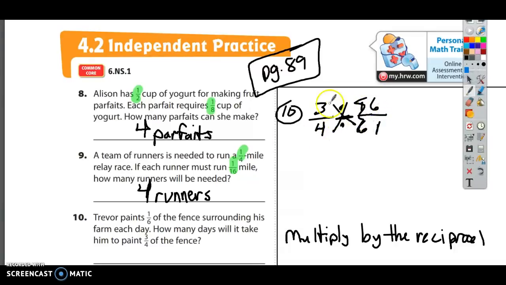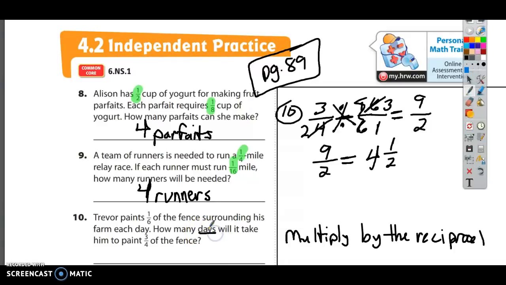And we're going to get 3 times 6 is 18. I think I'll simplify first, actually. 4 and 6 are each divisible by 2, so I'll divide. 4 divided by 2 is 2, and 6 divided by 2 is 3. So 6 and 4 simplify to 3 and 2. And now I get 3 times 3 is 9, and 2 times 1 is 2. And 9/2 is equal to 9 divided by 2 is 4, with 1 left over, you get 4.5. Reread the question. How many days will it take him to paint the fence? 4.5 days.